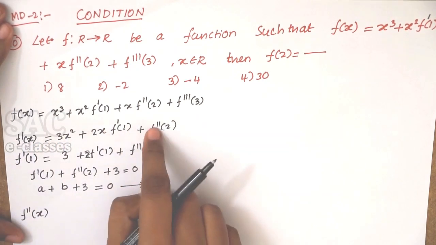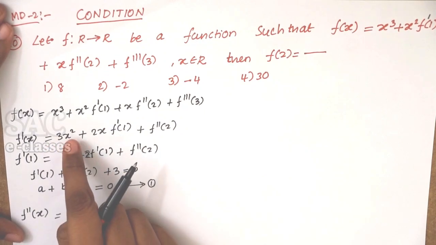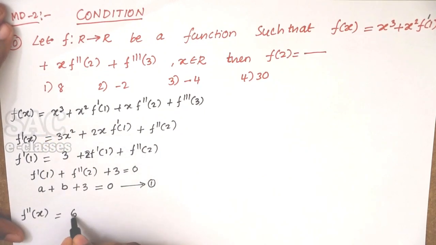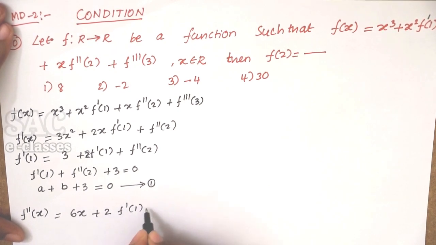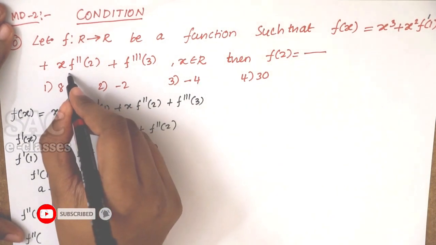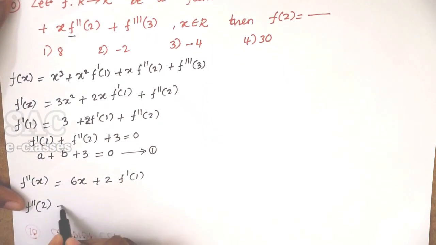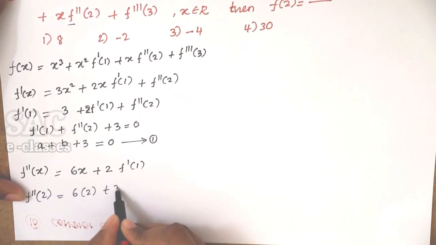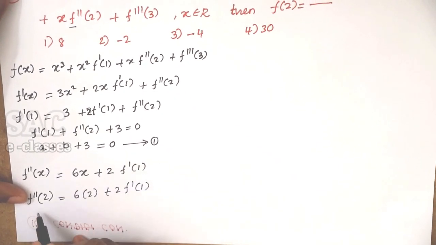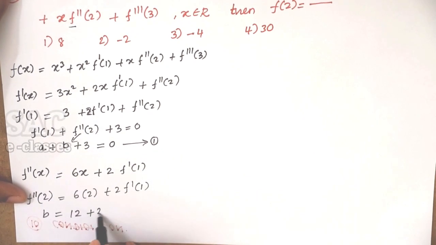The second derivative: can you say what is the differentiation of 3x²? Yes, it is 6x, plus 2·f'(1). f'(2) will anyhow be eliminated. For f''(, do I need to take 1 or 2? I should take 2, because f'(2) is in terms of 2. So f''(2). Now I have chosen f'(2) as b. So b = 12 + 2a.